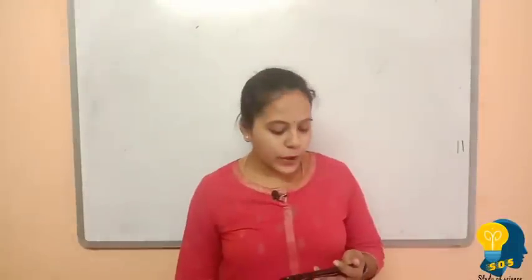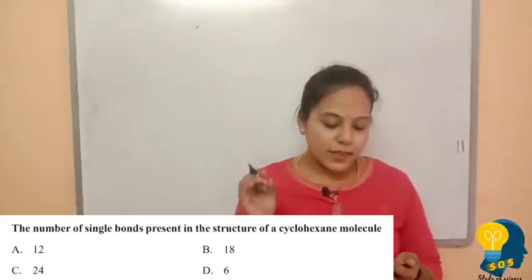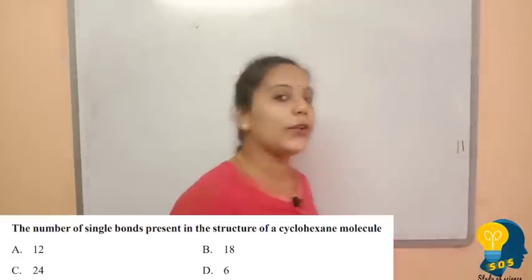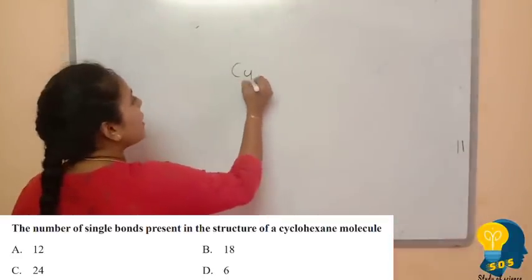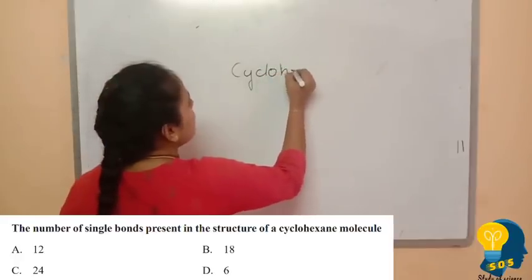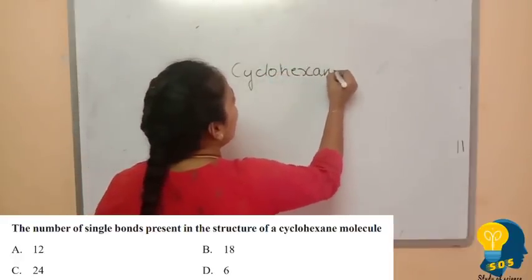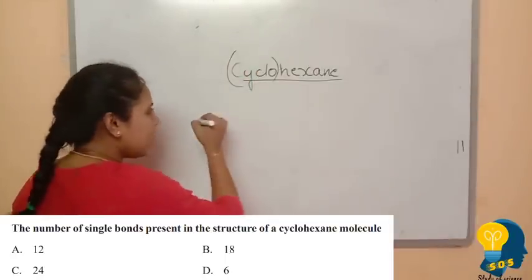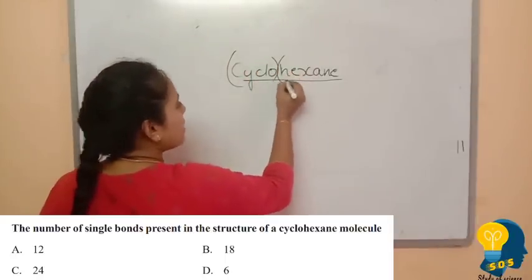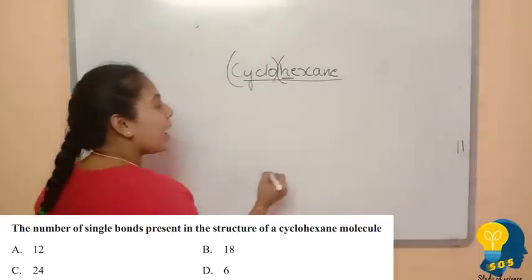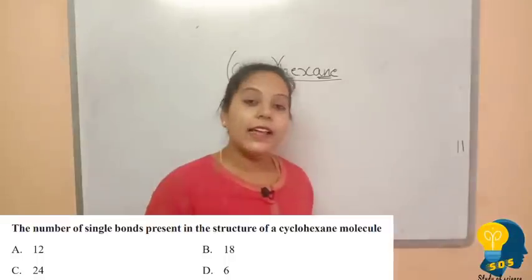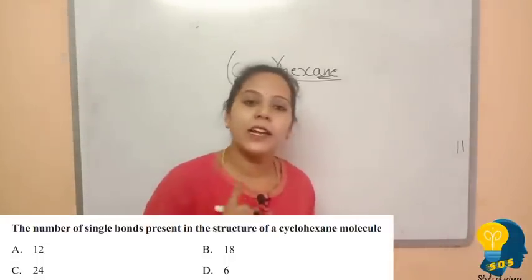And the next question is the number of single bonds present in the structure of a cyclohexane molecule. See, when I say cyclohexane, this belongs to the cycloalkane family. When I say cyclo, it will be in a cyclic structure. When I say hex, there will be 6 carbon atoms. Ane means it belongs to alkane. It is saturated, so there will be single bonds between them.